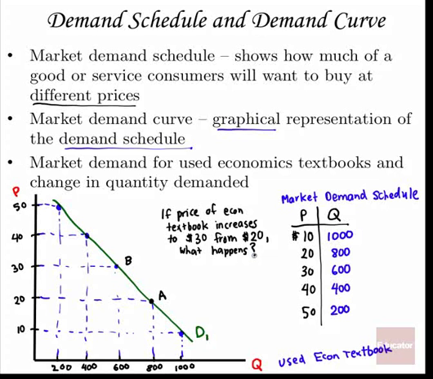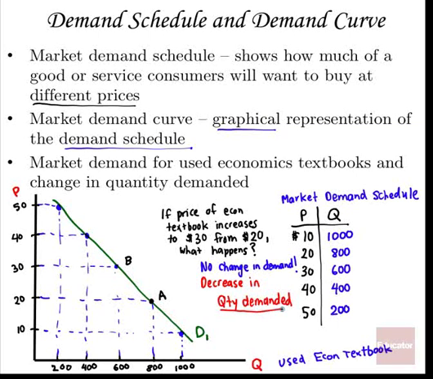A lot of people might say, oh, there's a change in demand. The price has increased, so there's a decrease in demand. Absolutely not. Make a note, no change in demand. What is it? There's a decrease in quantity demanded. Because the only variable that you're changing is price, so there's movement along the demand curve from A to B.